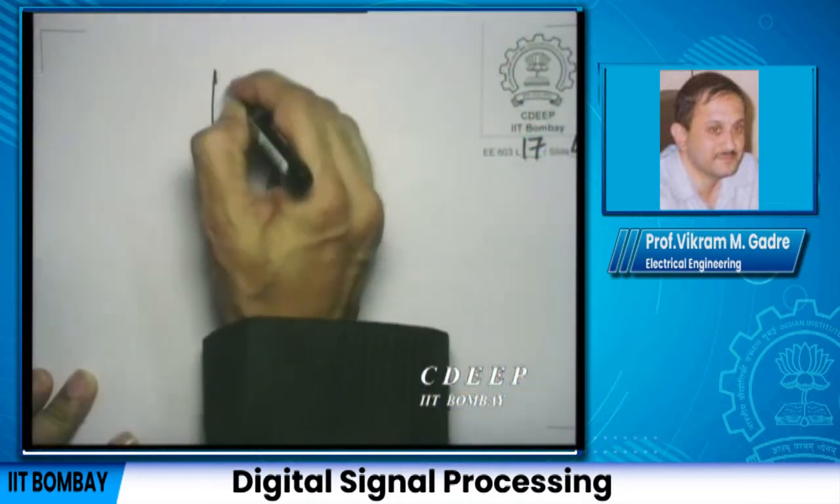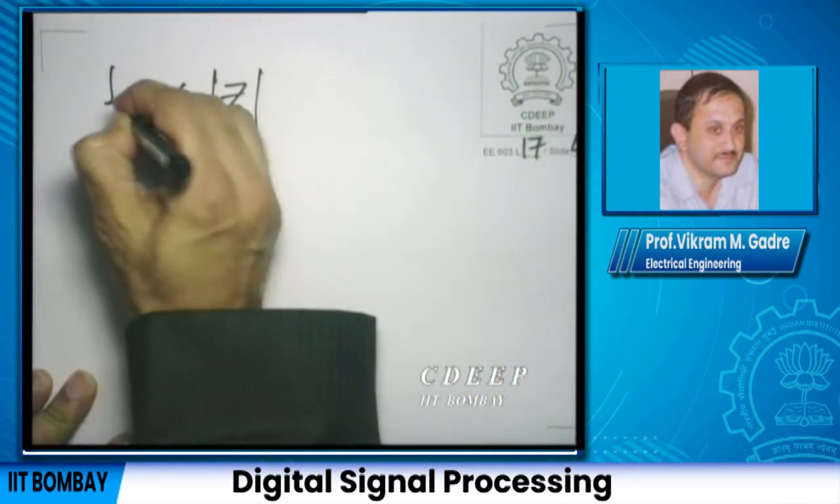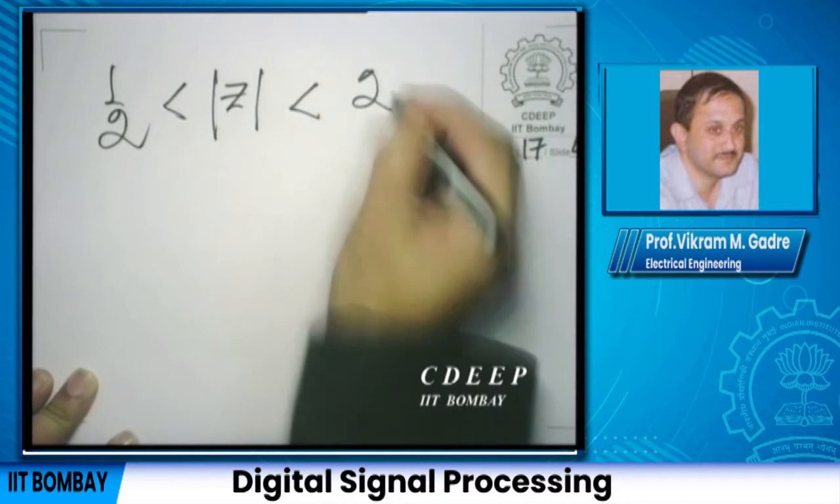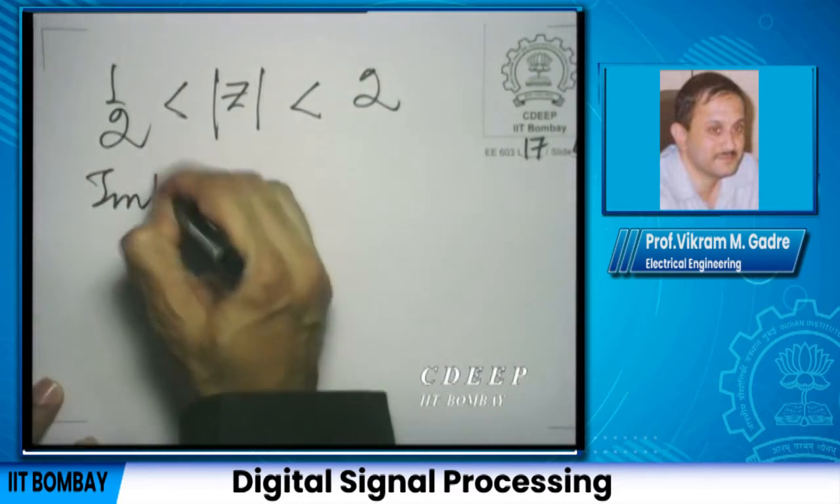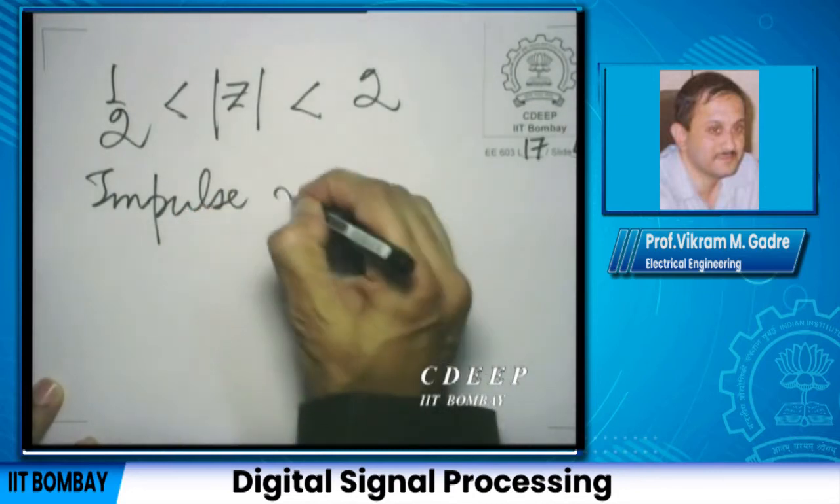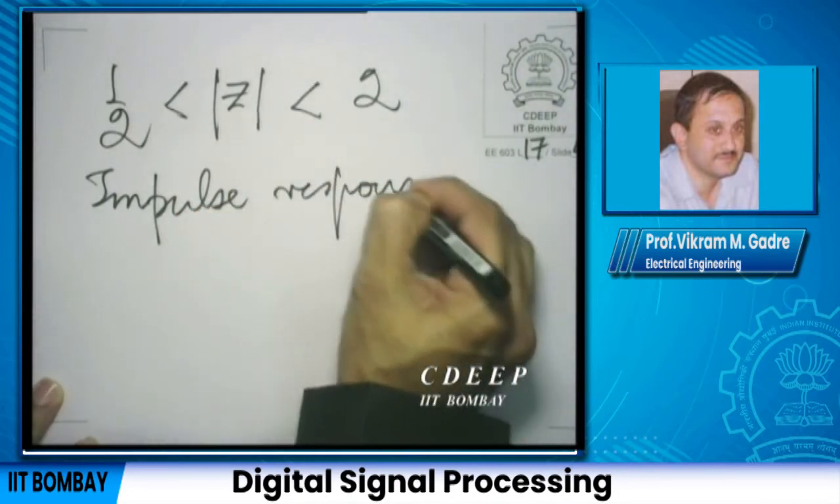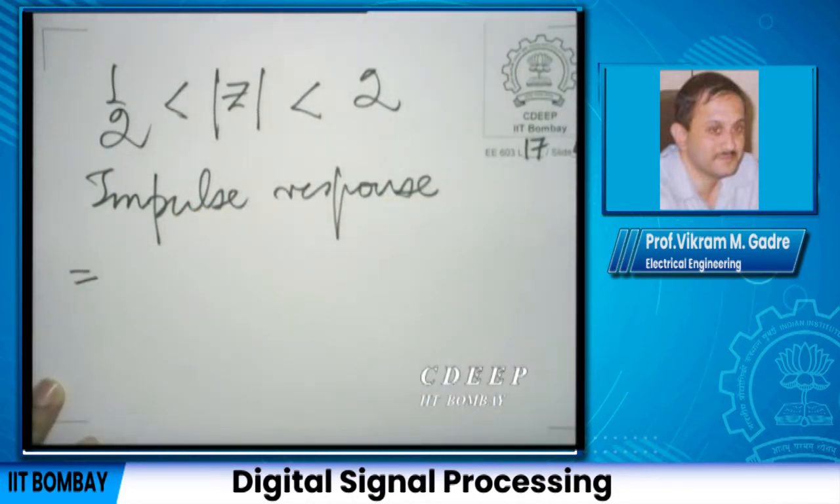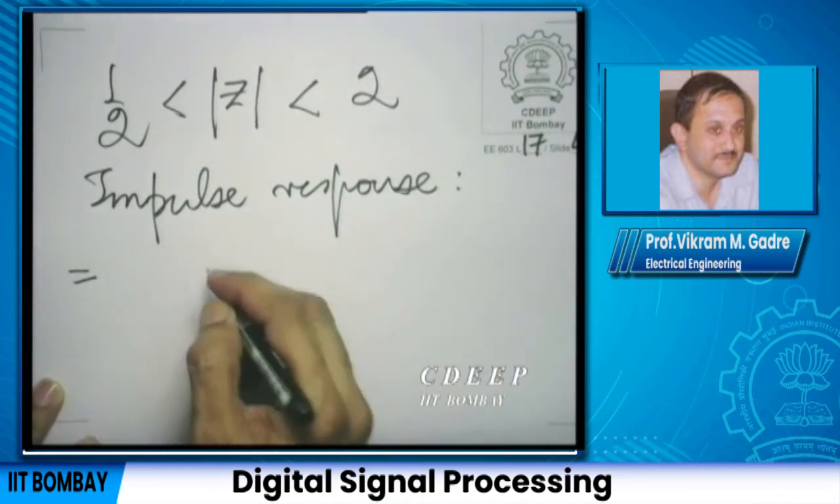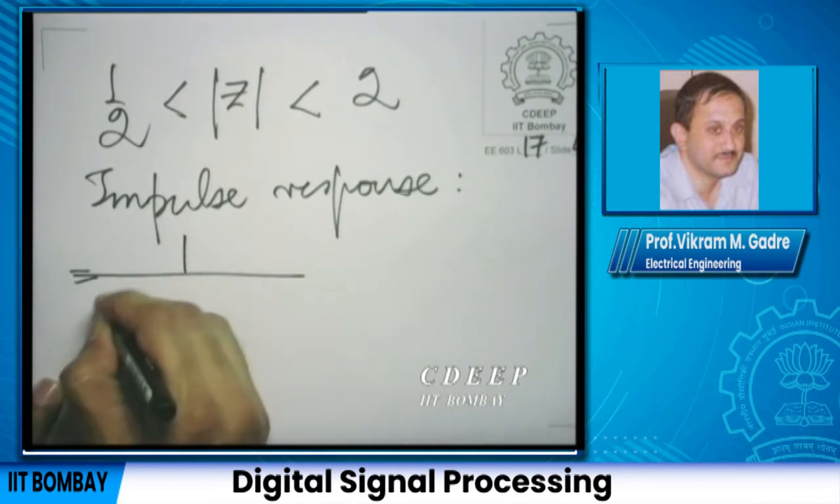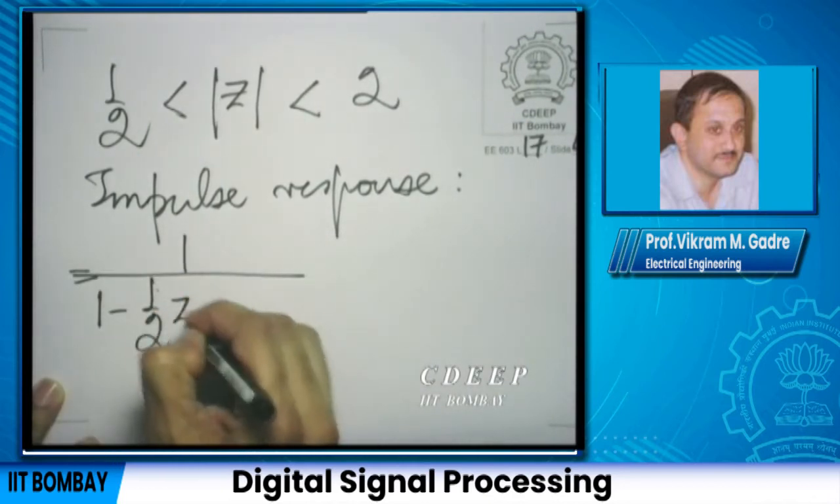Let us look at the region of convergence mod z between half and 2, in which case the impulse response... I leave it to you to complete the working, but I will straight away write down the answer. The impulse response would become some constant. In fact, let us do one thing. Let us complete the working by decomposing this into partial fractions first.